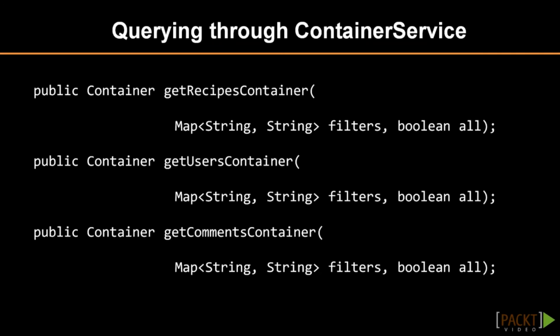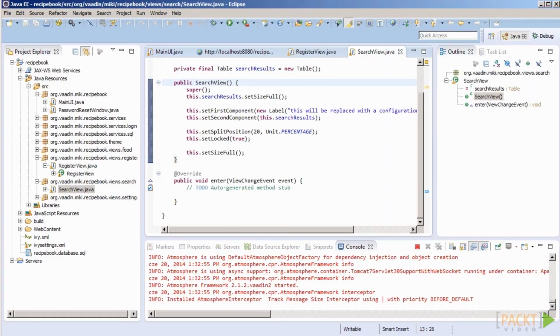Let's consider where to place that code. Polluting our search view with logic specific to the structure of a container is a bit unfortunate. Let's instead put it in a service. Container service seems like a good place. We can specify a method that will take a map of parameters and give us a container with the results. Let's do some coding then.